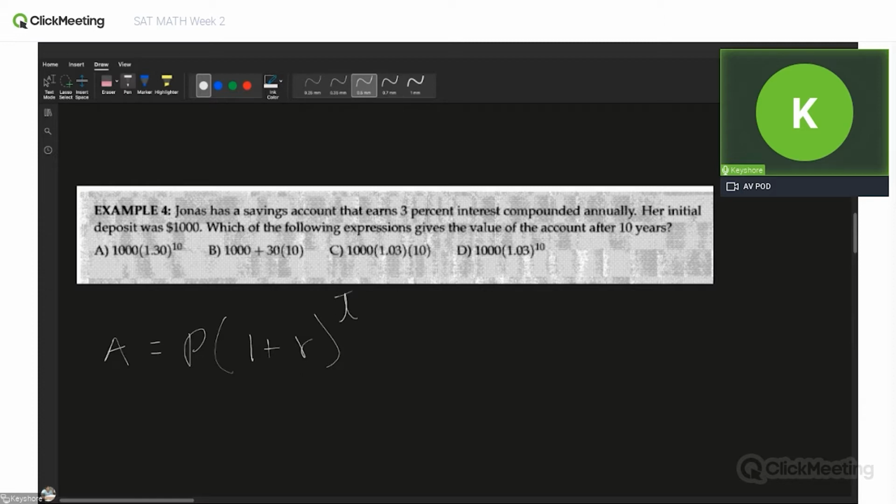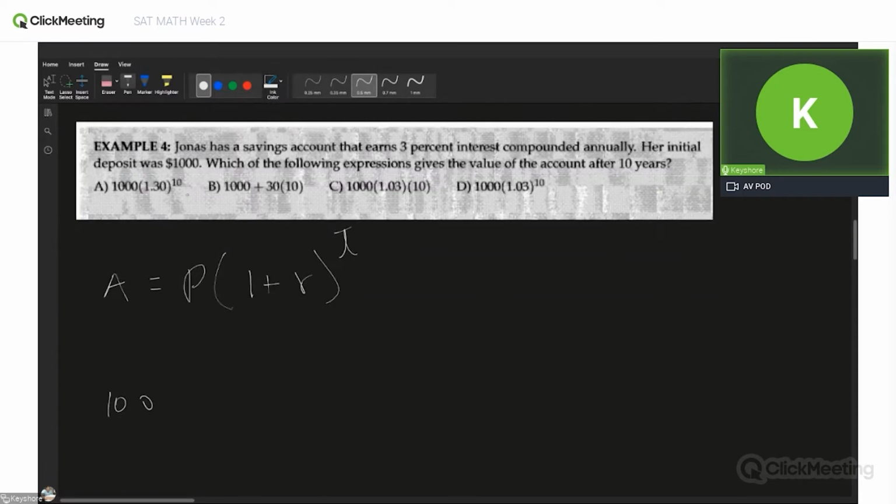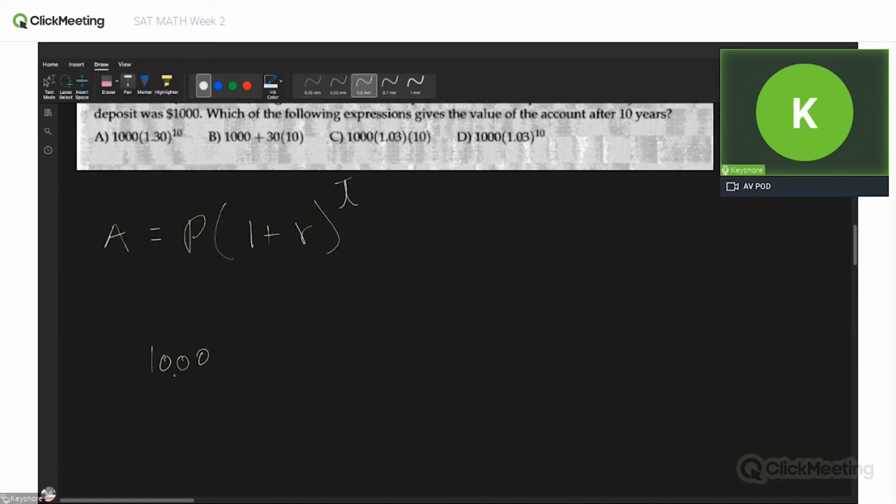Now, what does this really mean? Let's say I have $1,000, and we're increasing by 3% each year. If this is the amount I have initially, and by the end of the year I have 3% more, well, I multiply this by 1.03, right? It's as simple as that. And that gives me the amount at the end of the first year.